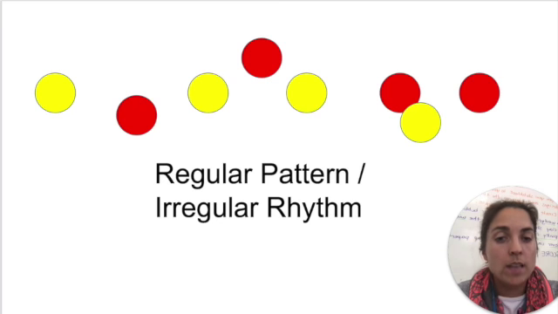Okay, so now let's switch it. Here we have a regular pattern. It's very predictable. Yellow circle, red circle, yellow circle, red circle. But notice the rhythm. The rhythm has changed. We have a large space, a small space, a smaller space, an even smaller space, and then a really large space, and then no space at all.